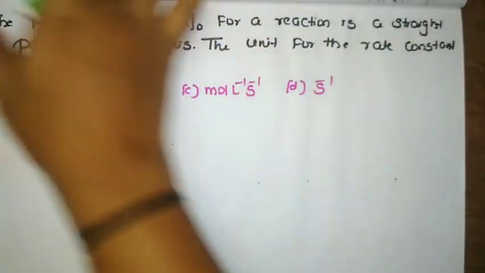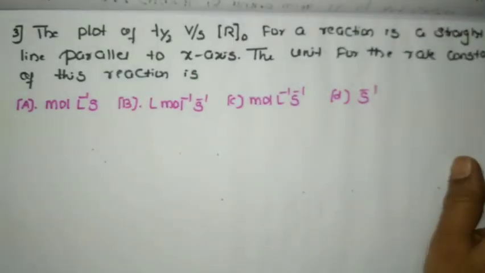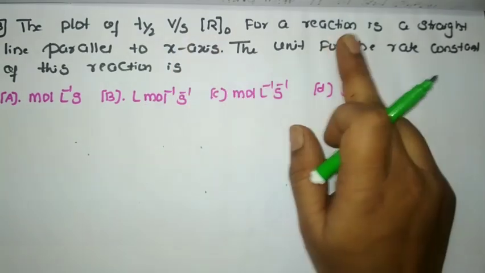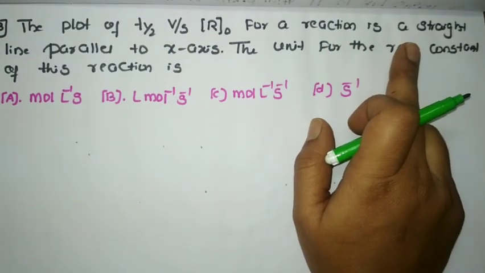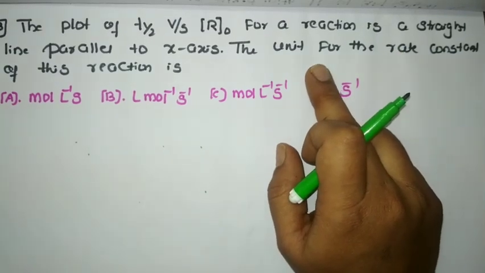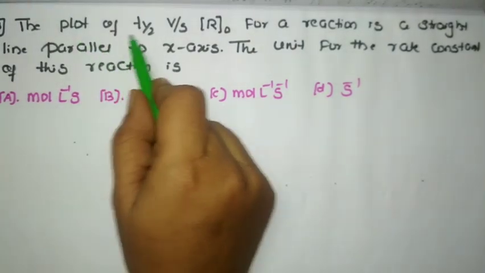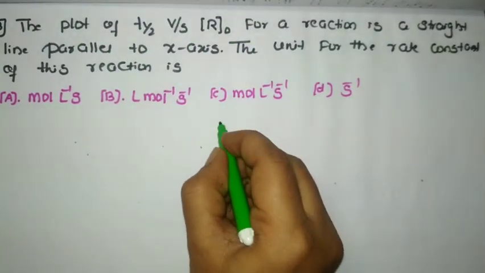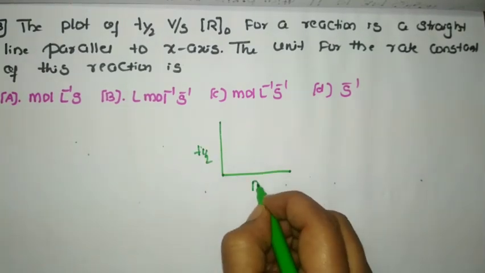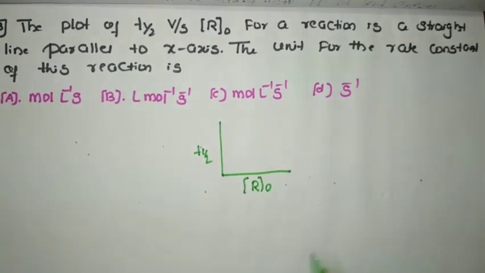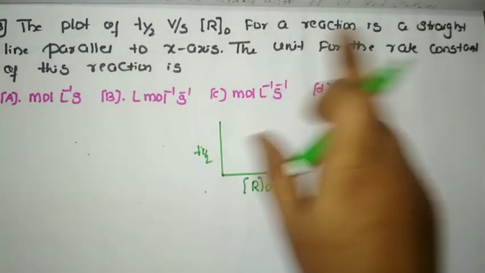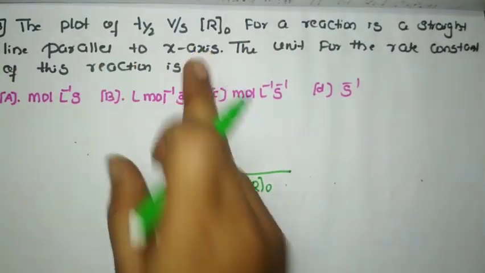So the last question from 2019: the plot of T half versus R naught for a reaction is a straight line parallel to the x-axis. So the unit for the rate constant of this reaction is? Understand the question properly. The plot of T half versus R naught. So let us draw a plot or graph of T half versus R naught. What is R naught? It is the initial concentration of a reactant. T half means the half-life of a reaction, for a reaction that is a straight line parallel to the x-axis.